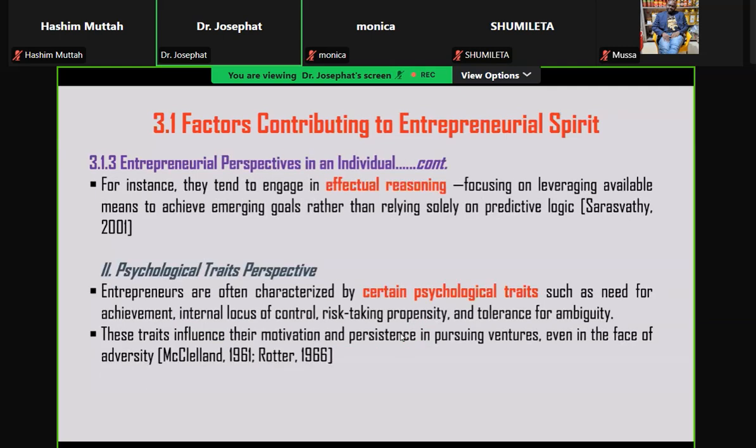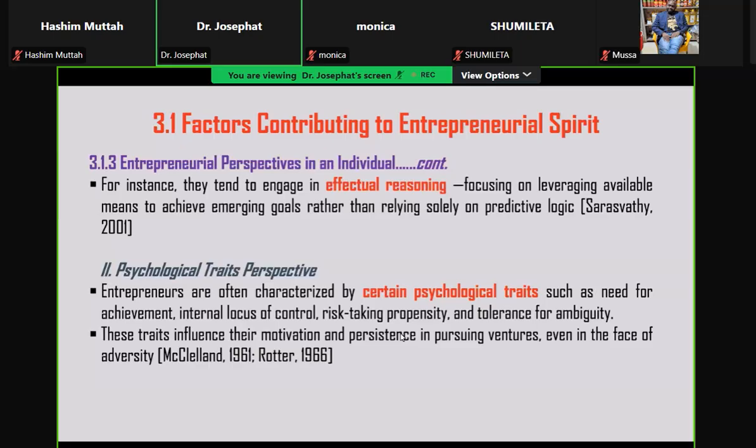So, for instance, they tend to engage in effectual reasoning, where they focus on leveraging available means to achieve emerging goals rather than relying solely on predictive logic. So wanaangalia zile means zilizopo kuweza kuachieve to a certain goal. Kwamba tuna nini in terms of resources ambazo wanazo kwenye hands or the contextual factors zinazowazunguka so that they can achieve the goals or they can bring the solutions whatever. So hapa tunaongelea cognitive factors ambayo inaongelea how entrepreneurs differ in terms of their thinking abilities. One entrepreneur cannot think similar to the other entrepreneurs and the likes.